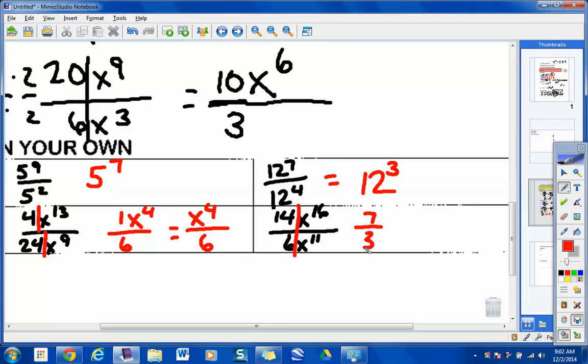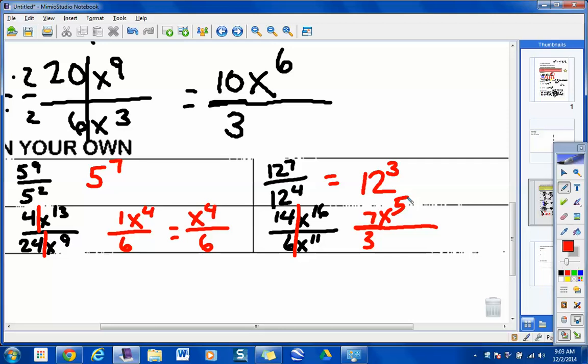Okay? Now, look at your like bases of x. The 16 minus 11. x to the 5th. So you want to leave x to the 5th where, Brandon? On top. So you have 7x to the 5th all divided by 3. Okay?